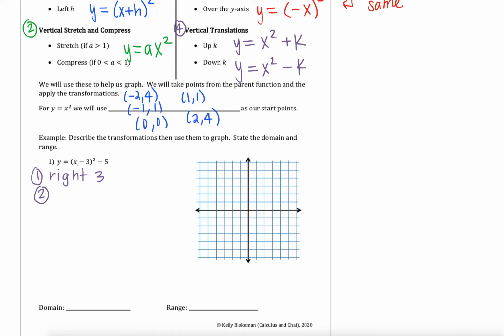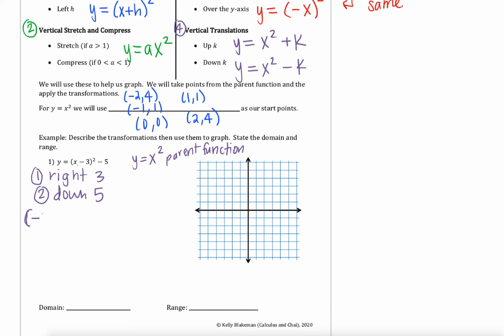Our second transformation is that minus 5, which is telling us that we are going down 5. Now, just like we did with the absolute value graph, we're going to apply these transformations to our start points. And this time, since we have x squared as our parent function, I'm going to write that on the side just as a reminder that y equals x squared is the parent function now. We have different start points than we did for the absolute value since we're dealing with a different parent function.